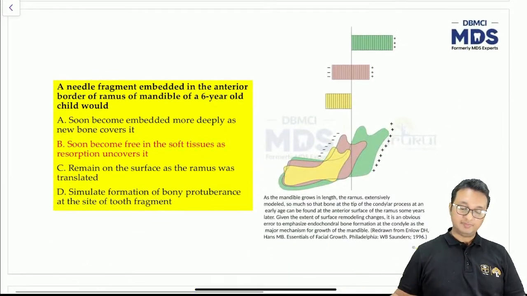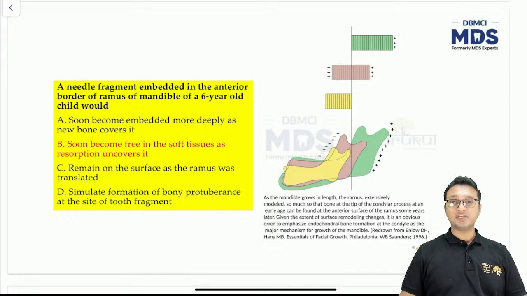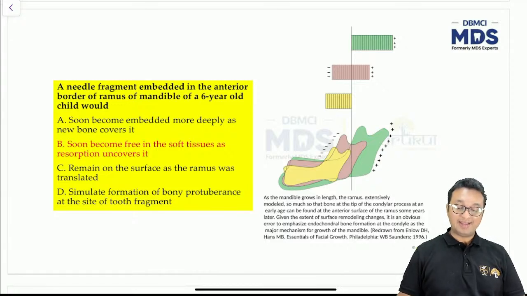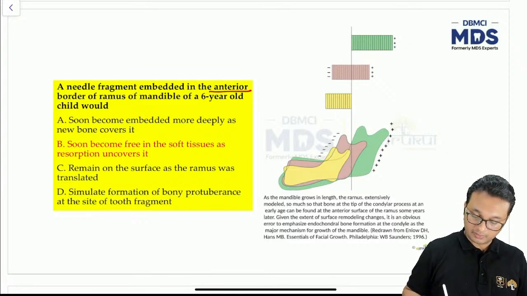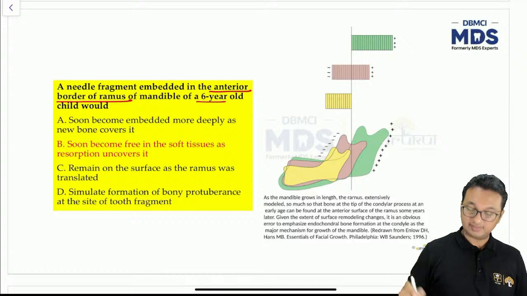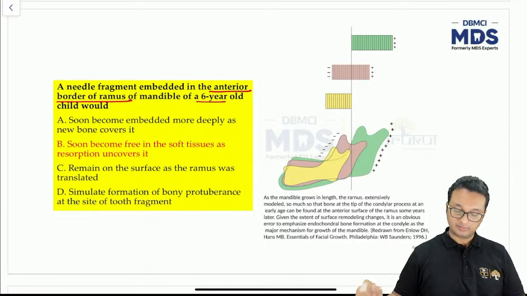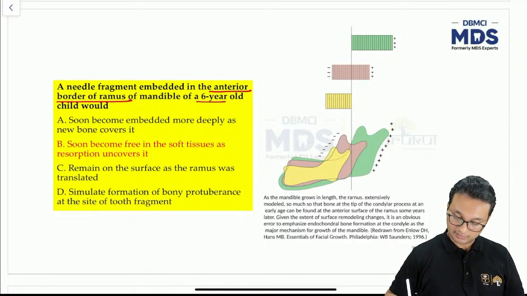Now this is one MCQ. It's an application based question. You have to apply your mind here. So question is, a needle fragment embedded in the anterior border of the ramus of mandible of a 6-year-old child would. So anterior border of the ramus of a 6-year-old child. So I suppose the needle must be inserted somewhere over here. The violet colored needle, no?